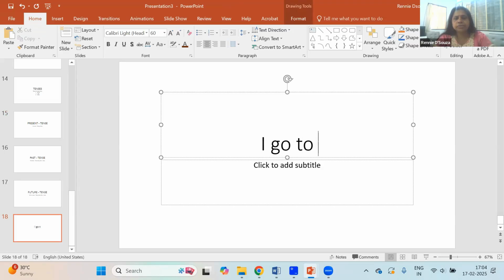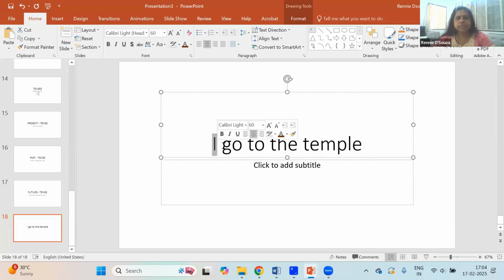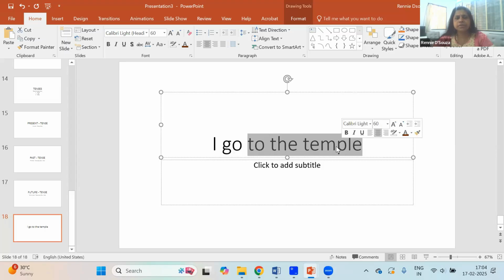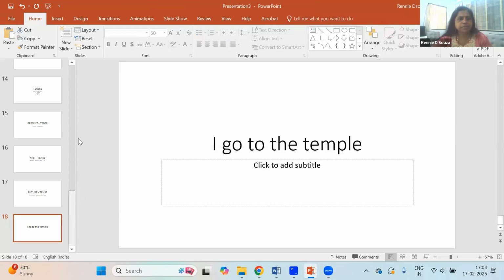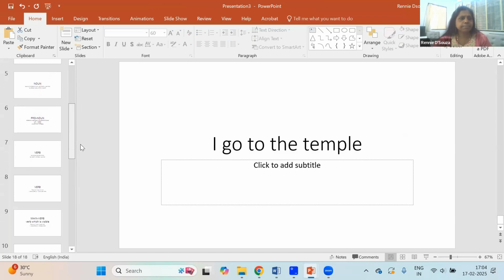Now let us see with an example. Let us form a sentence of present tense. In present tense we use the present tense verb. I go to the temple. I go. Go is the verb in present tense. That is, I is the subject, go is the verb and to the temple is the object.